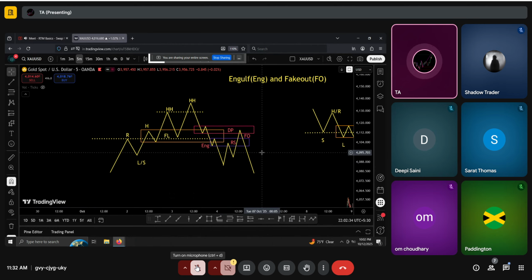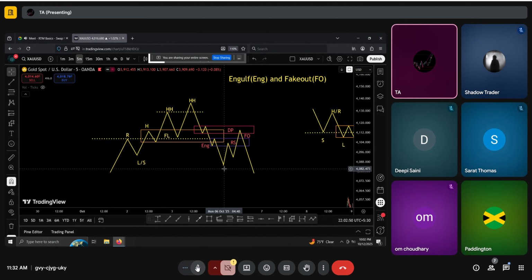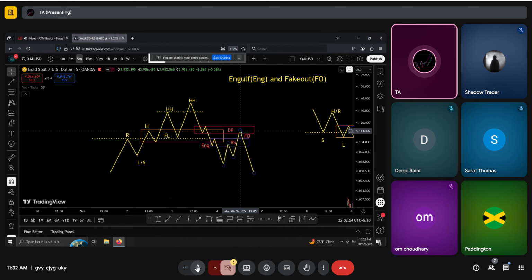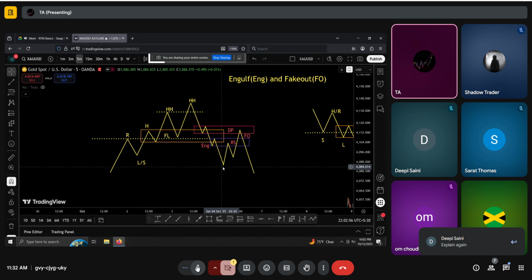If you did not understand, please ask. This is very important and we will use this throughout the intermediate and advanced levels as well. Our whole RTM trading is based on this. Engulf and fake out. Engulf and fake out. This is how the price moves. Comes down, engulf, goes up, fake out, comes down again.